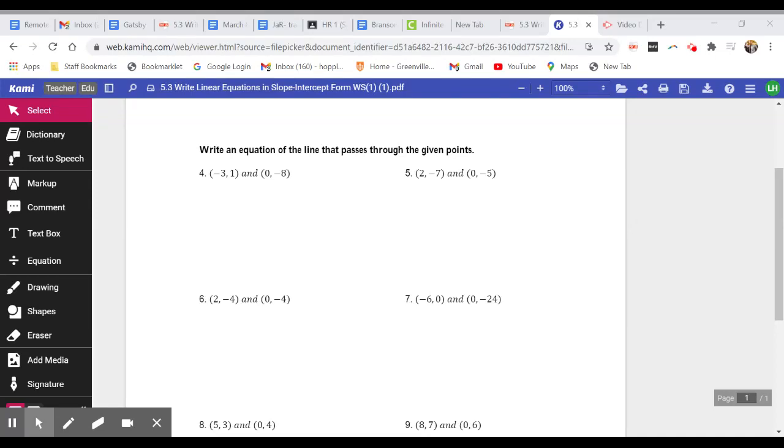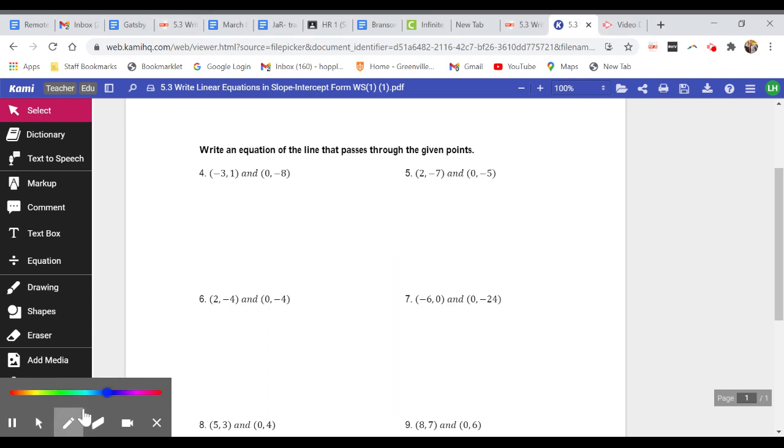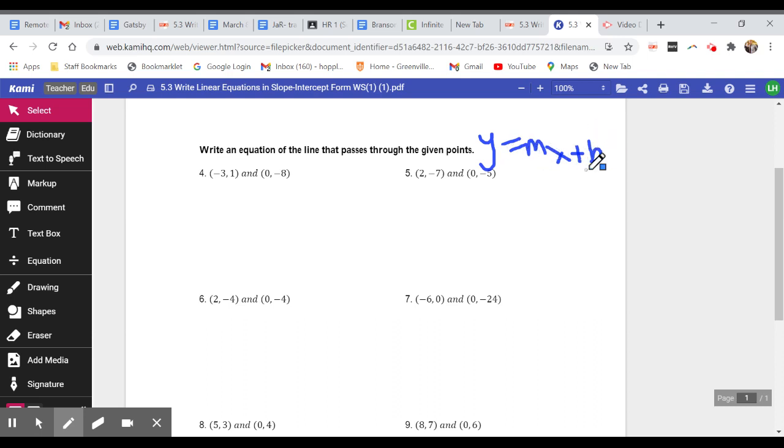So for questions 4 through 9, we are asking you to write the equation of the line that passes through the given points. So remember, in slope-intercept form, our equation is always going to look like y equals mx plus b, where m is our slope and b is our y-intercept. Our y-intercept is the point where the line crosses the y-axis.